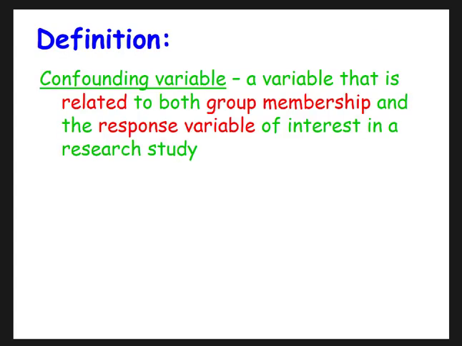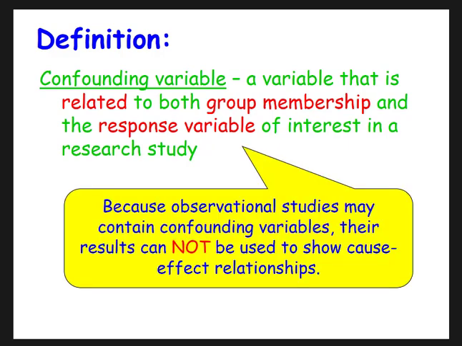So the definition of a confounding variable: the variable that is related to both group membership and the response variable of interest in the research study. So it's related to both that predictor variable and the response variable. Because observational studies may contain confounding variables, their results cannot be used to show a cause and effect relationship. So in an observational study, we're not controlling the variables, we're just watching what happens. We can't predict a cause-effect relationship.